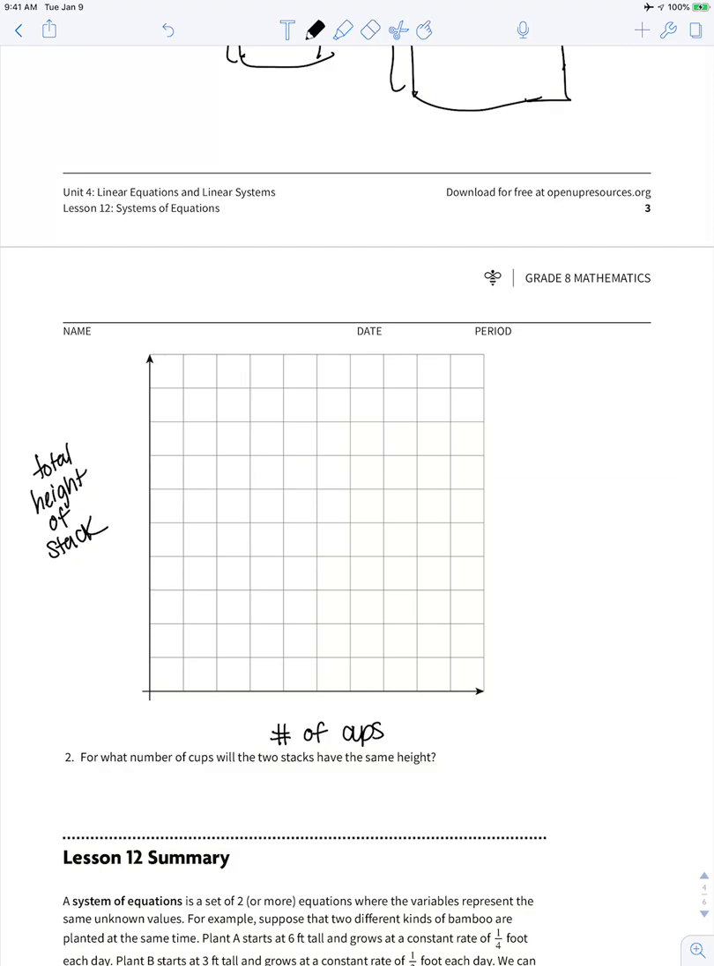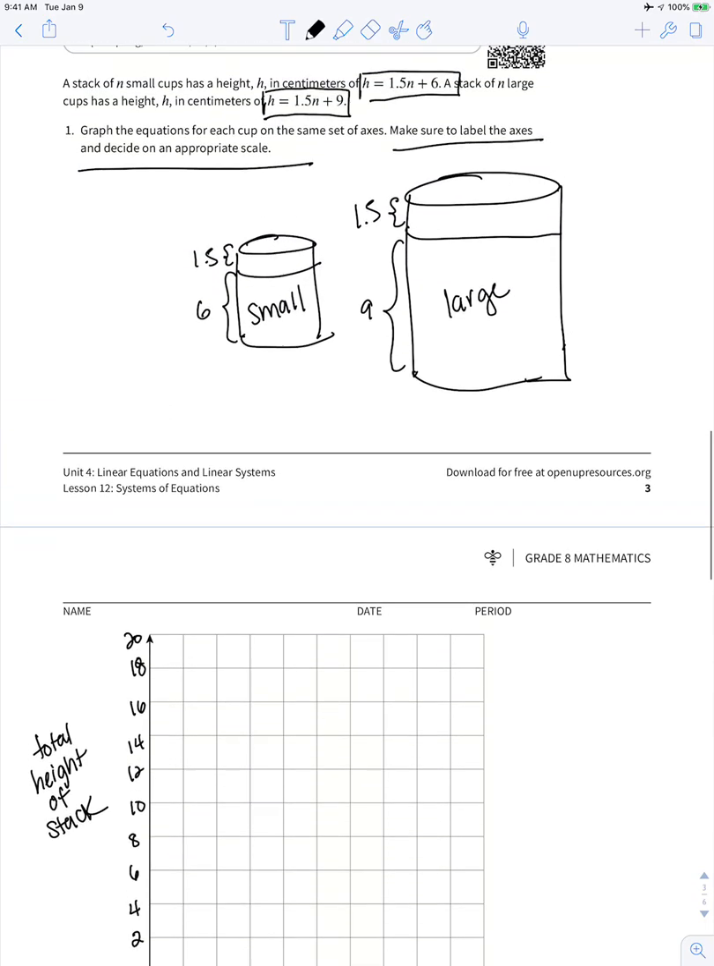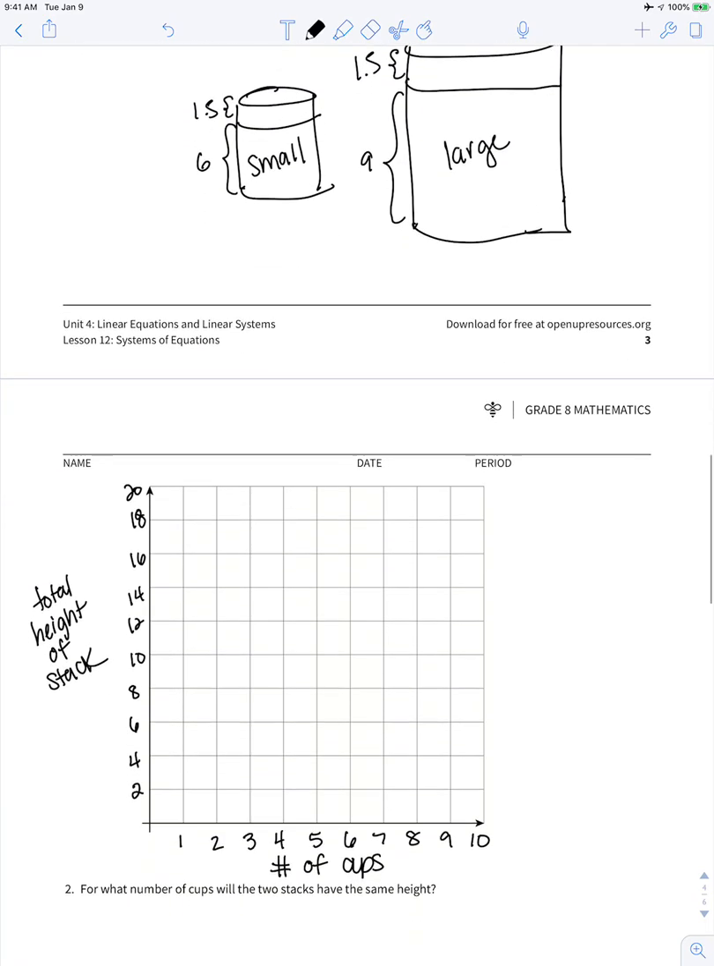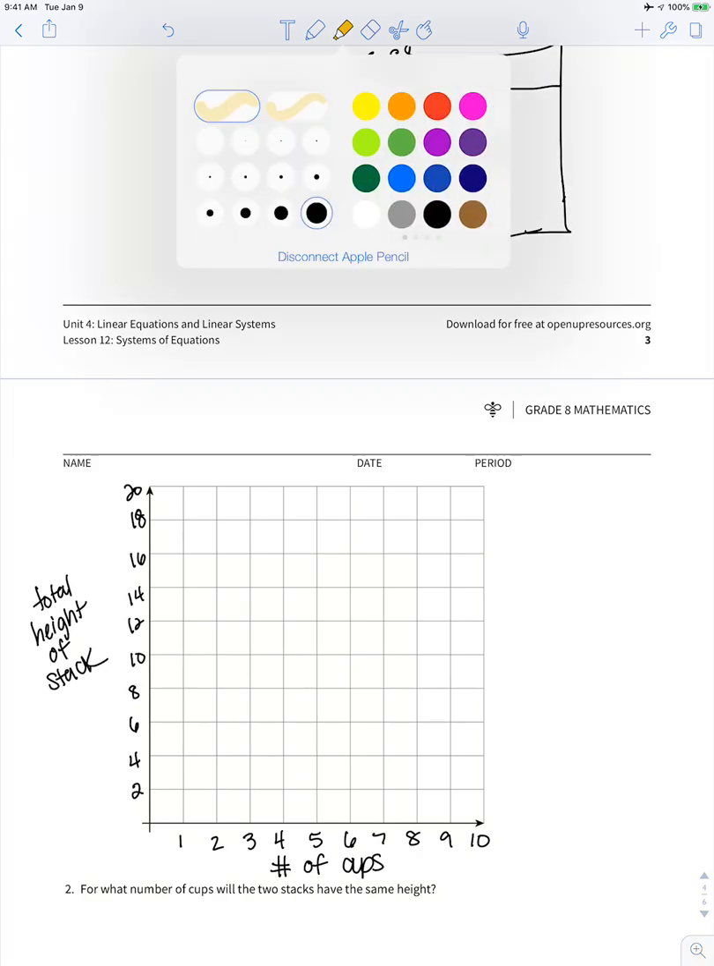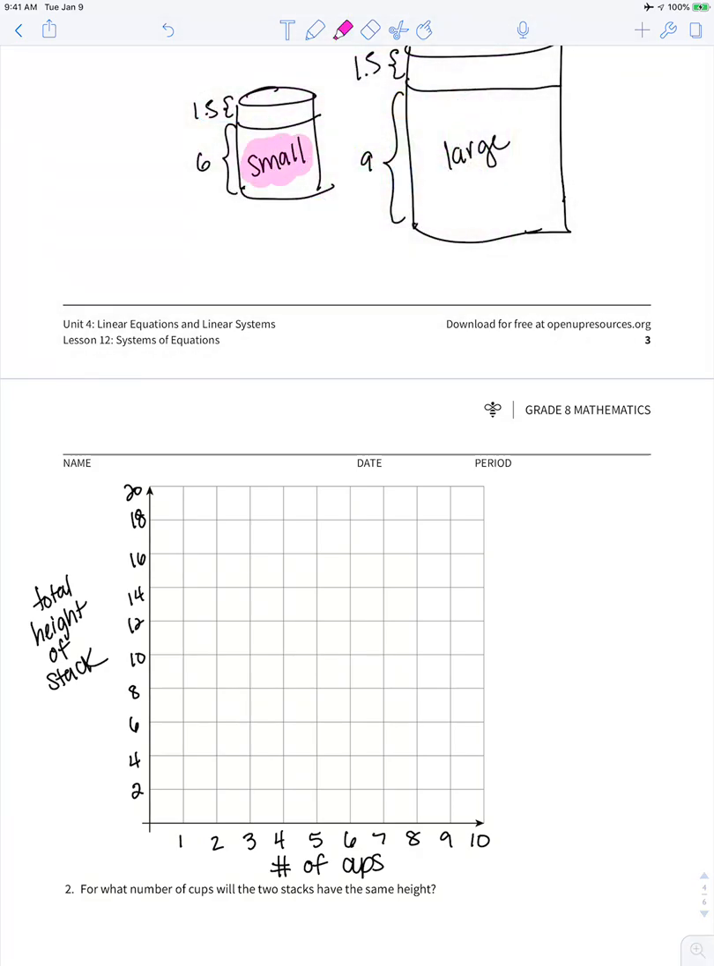I'm going to count by ones for my x-axis: 1, 2, 3, 4, 5, 6, 7, 8, 9, and 10. And I'm going to go by 2s on the y-axis: 2, 4, 6, 8, 10, 12, 14, 16, 18, 20. I'm going to start with the small cups. I know I have to start with a y-intercept of, let me grab a color, we'll do pink for small.